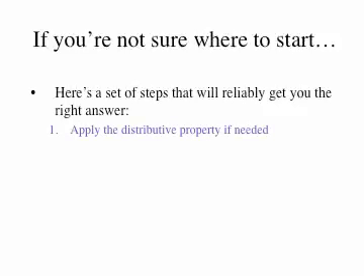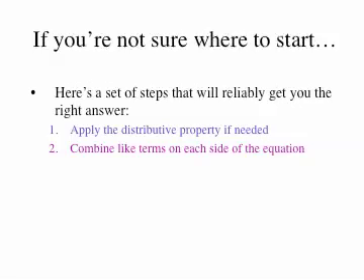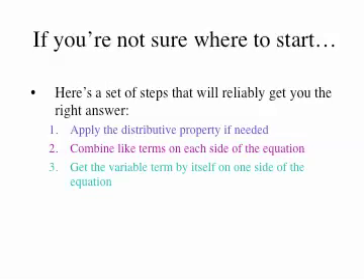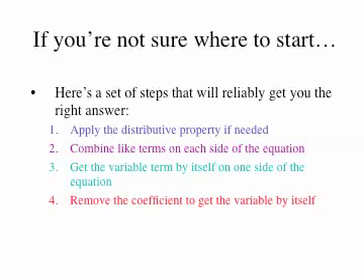The first step is to apply the distributive property anywhere that it's needed. The second step is to combine the like terms on each side of the equation. The third step is to get the variable term by itself on one side of the equation. And don't worry, I'll go through an example with you to show you what each of these steps looks like. And the fourth step is to remove the coefficient on the variable term to get the variable all by itself.